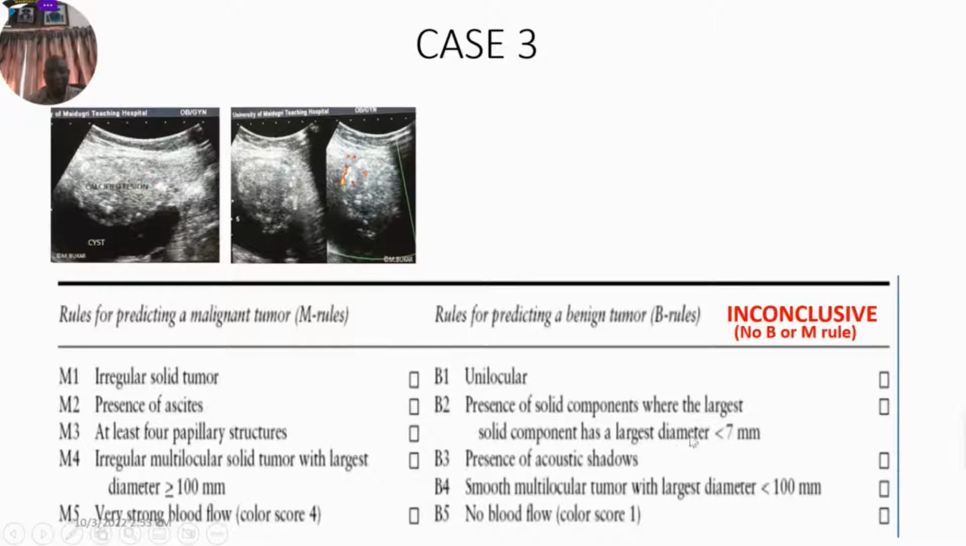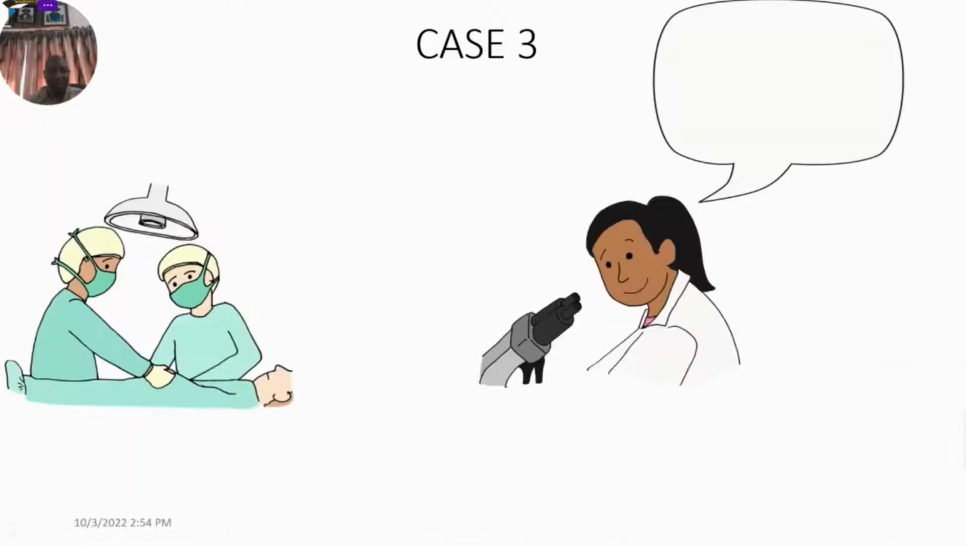The solid component is more than 7 millimeters. No acoustic shadows. It's not a smooth multilocular lesion, and the blood flow is at least 2. So neither M rule nor B rule apply. So this is inconclusive as far as the simple rules are concerned. But studies have shown that 40% of inconclusive lesions by simple rules turn out to be malignant lesions. So she underwent surgery, and histology confirmed it to be serous adenocarcinoma.